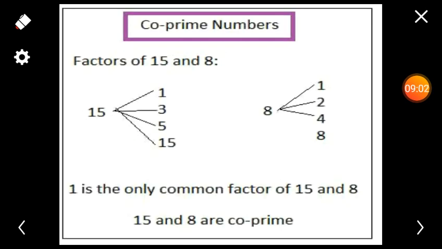Look at another example. Factors of 15 and 8 are given here. Look at these factors and find the common factors. Here only 1 is the common factor of these two numbers. 1 is the only common factor of 15 and 8. Therefore, 15 and 8 are co-prime.